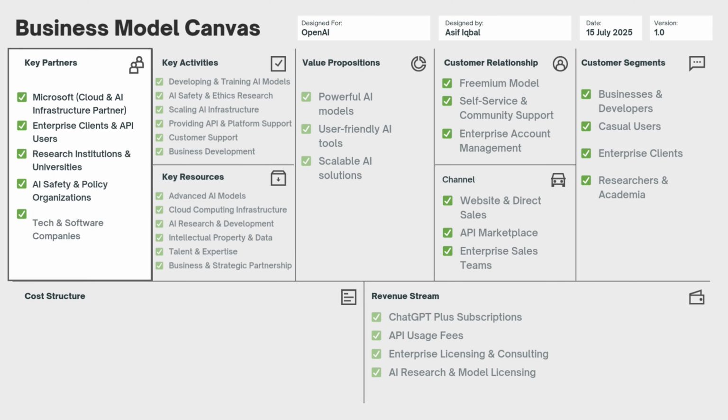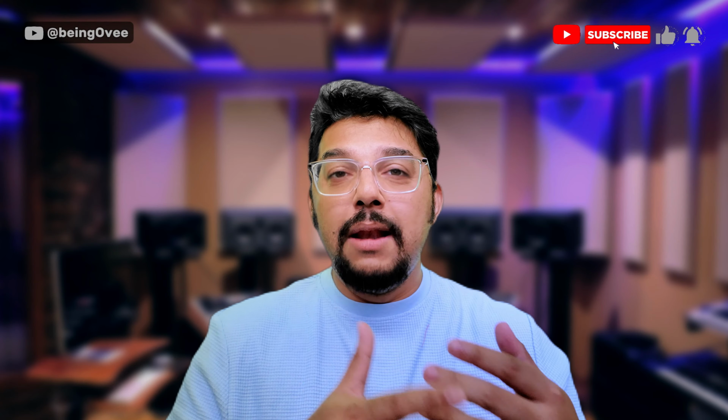So each of these key partnerships helps OpenAI focus on their core mission, developing safe and also powerful AI, while leveraging external expertise and also resources. For example, Microsoft provides the necessary cloud computing power, and also enterprise clients help refine OpenAI's commercial AI applications. No doubt, key partners are essential for reducing operational burden and also accelerating innovation and expanding market opportunities.